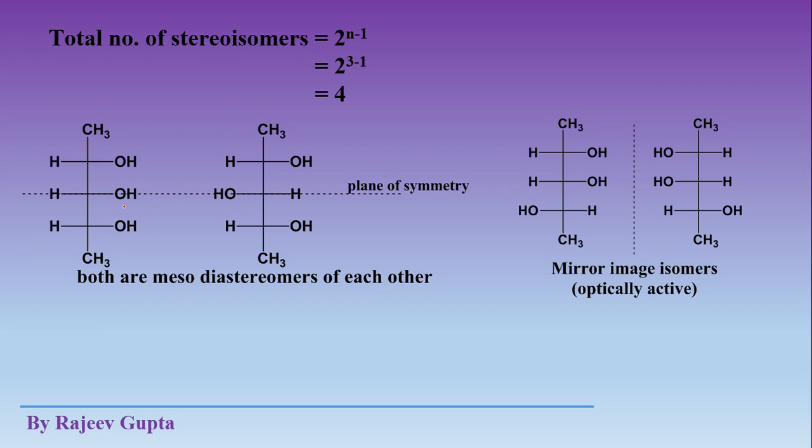Now change the position of the central OH group to this side, and we get the other meso compound. Both meso compounds are diastereomers of each other because they are not mirror images, so these are meso diastereomers. Now the second possible structure is where 2 OH groups are on the same side and one on the other side. Then we get a chiral molecule where the plane of symmetry is not present. So it is an optically active, chiral molecule. Its mirror image will be its enantiomer.